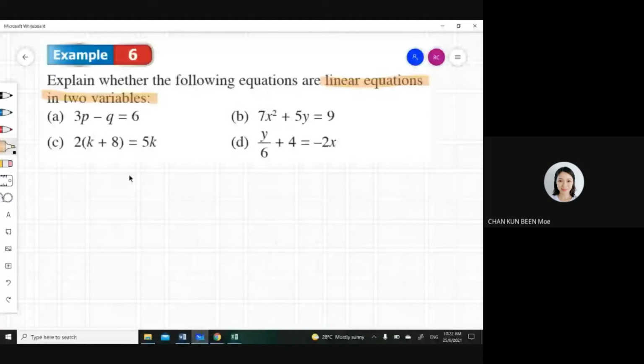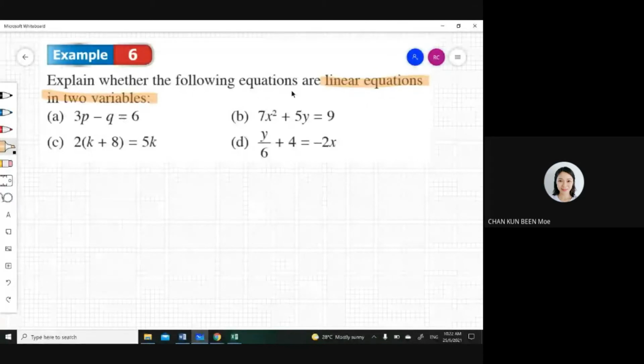Okay, now we look at this one. Linear equation in two variables or not? A? No. Why no? You got to remember this. Right now, we are going back to the first subtopic that we learned just now.